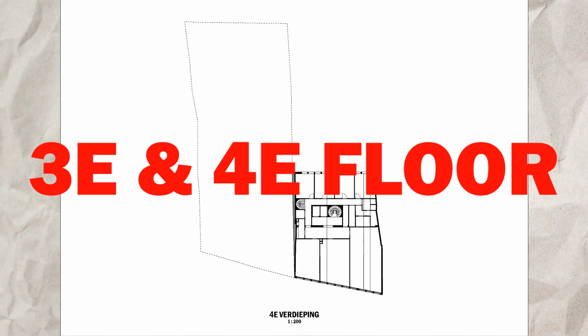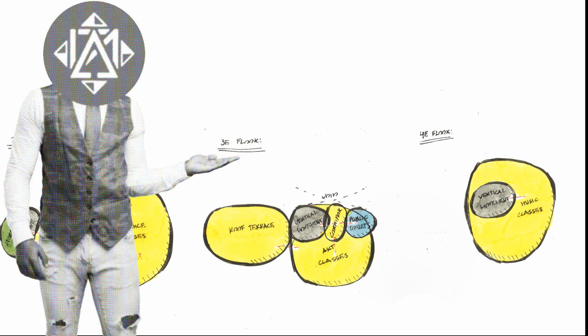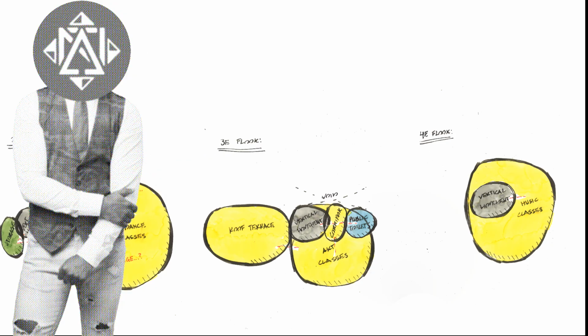Third floor and fourth floor. So the third floor in the bubble diagram, it's the art class, and you also have a roof terrace, but it's just gonna be the music classes and the roof terrace. And the fourth floor was technically the music class, but I'm changing that because I also need offices. So the offices are gonna go on the fourth floor. But that's pretty much all the bubble diagram.